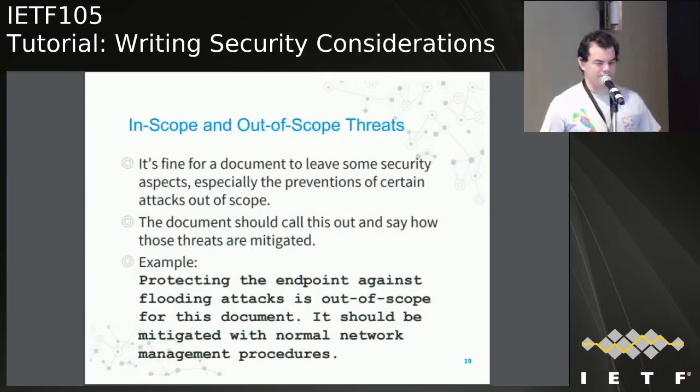Okay, in-scope and out-of-scope threats. It's fine for a document to leave some security aspects out of scope, but you have to say this. So, for example, protecting the endpoint against flooding attacks is out of scope for this document because we're running over TCP, right? And TCP is already covered elsewhere. It should be mitigated with normal network management procedures.